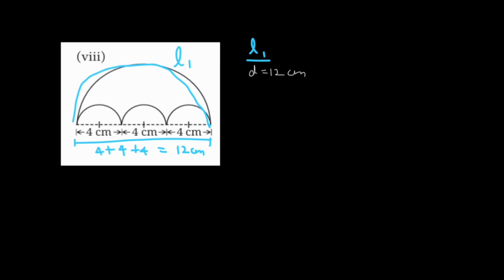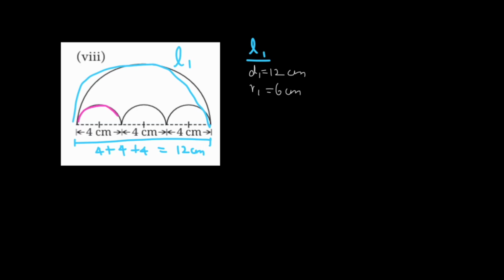Now next shape, here one big arc length. This is our big arc length. Say this is L1. What is the diameter of that arc length? Diameter of this arc length is 4 plus 4 plus 4, 12 centimeter. So when we are taking arc length L1, the diameter is 12 centimeter, say D1. So R1 is 6 centimeter. Then look at the next.